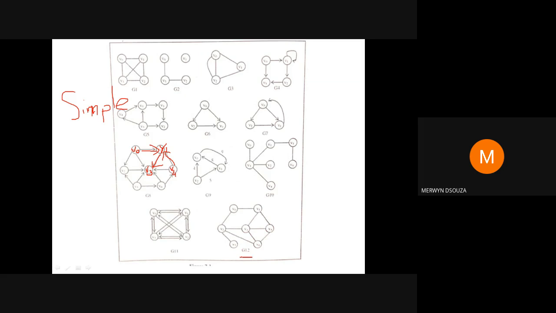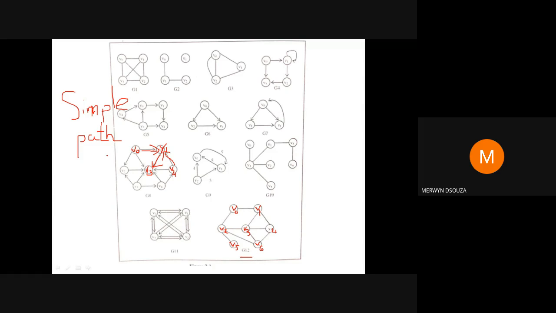So for example, in this graph G12, I just name the vertices first: V2, V3, V0, V1, V4, V6 and V5. Now if you are told to find a simple path, basically in that path all the vertices have to be distinct. You cannot repeat those vertices.